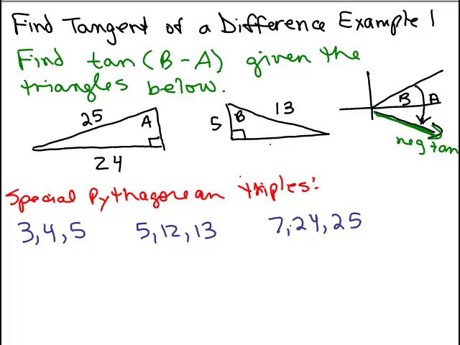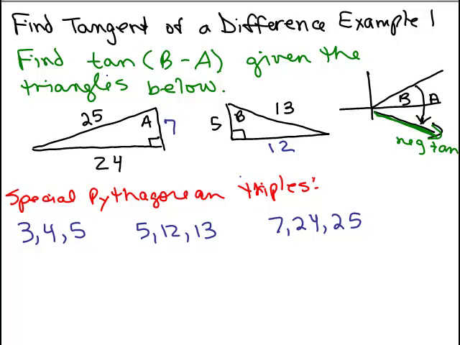So from that, 7 works. You could have done this using the Pythagorean theorem to figure it out, but 24 squared plus 7 squared is 25 squared, and 25 is the hypotenuse, so that works out. And then this is the 5, 12, 13 one. So if you know that, that makes it a little bit easier.